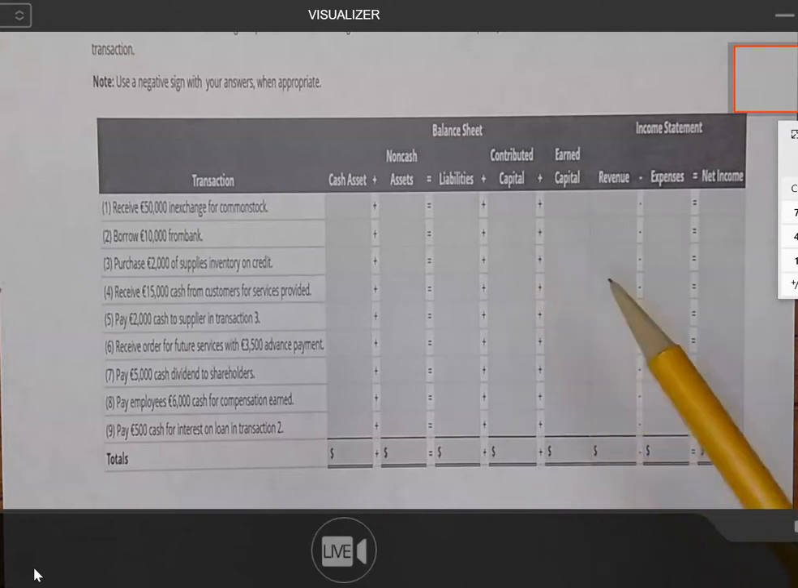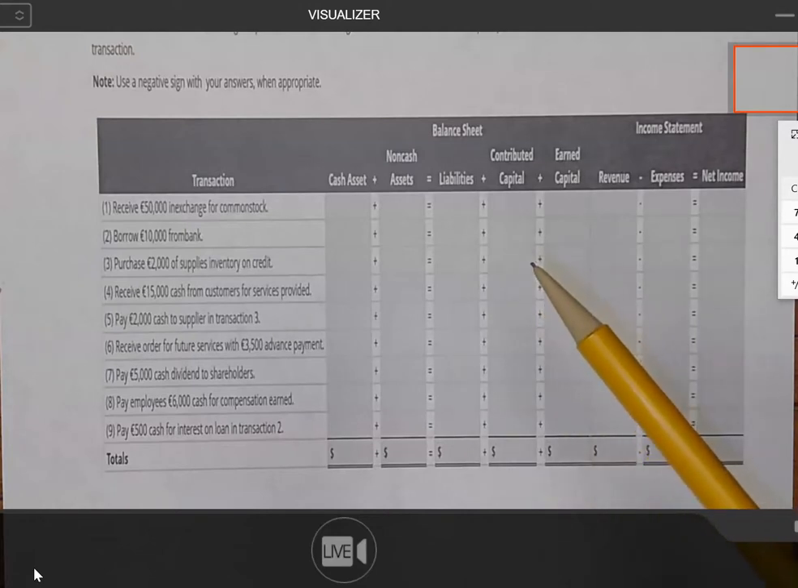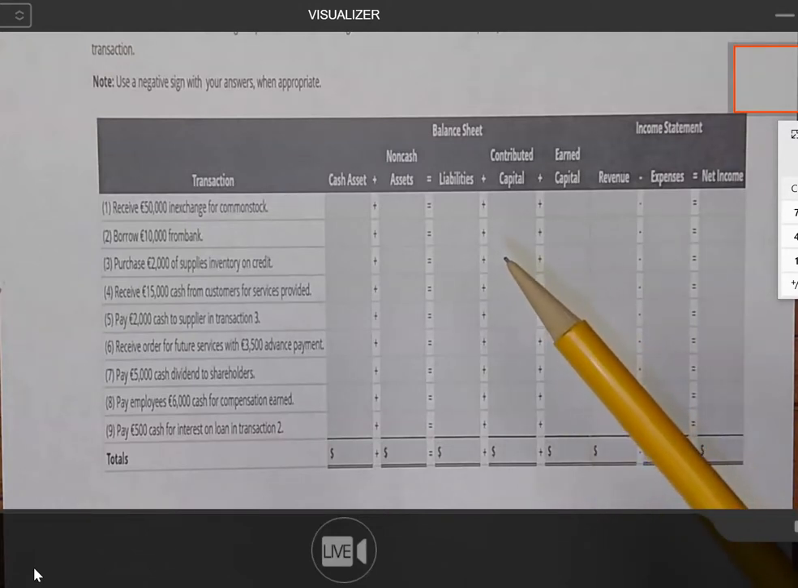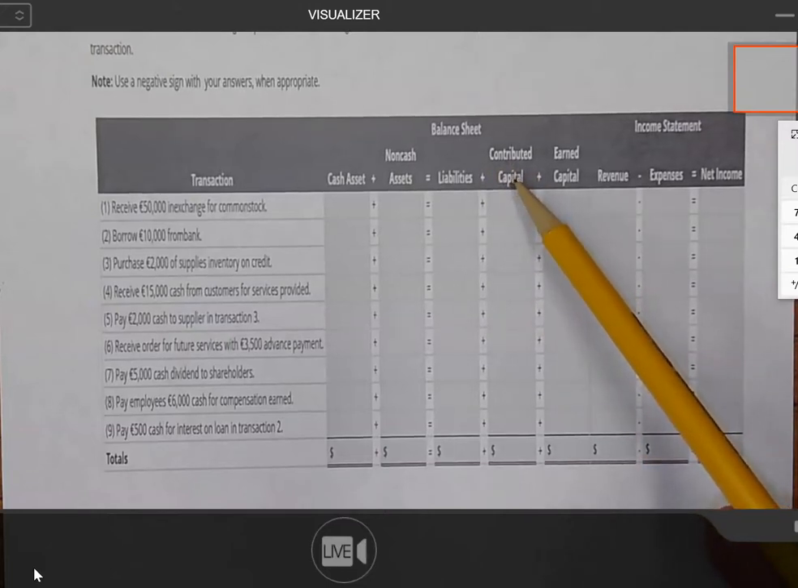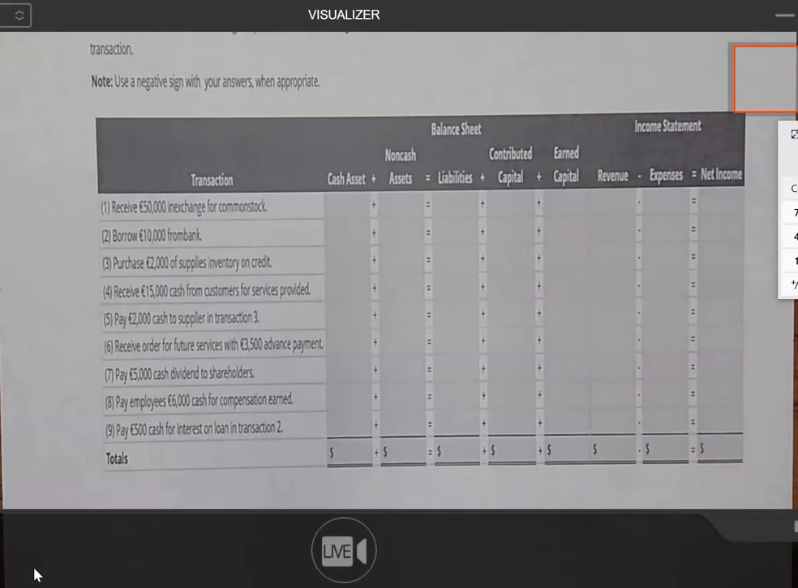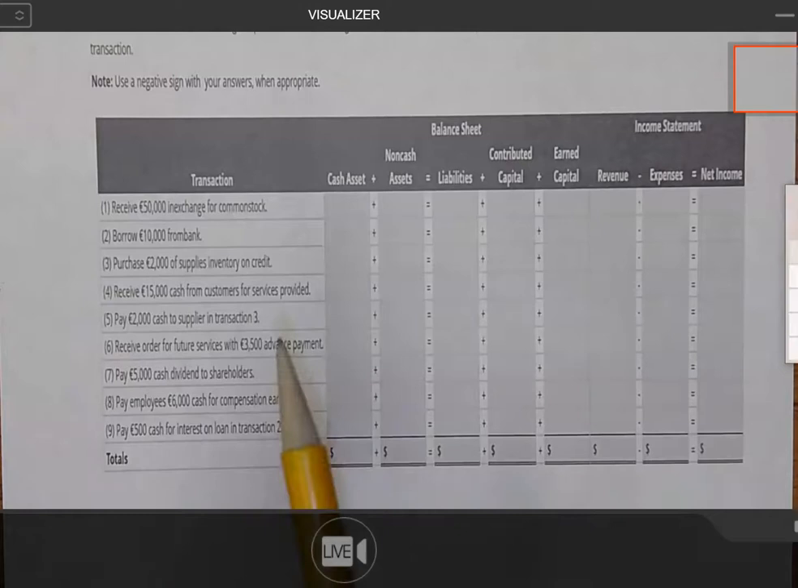So it looks like we're going to be dealing with cash and maybe some other assets, some common stock, or what they're calling contributed capital. Looks like we've got some revenues and some expenses, and then also we're going to calculate net income. Okay, all right. So with that said, let's see what we have here.